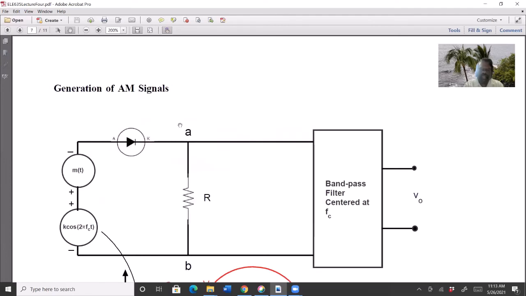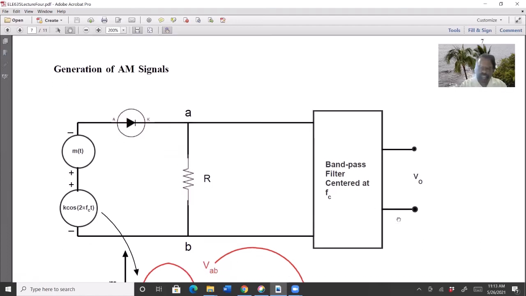Okay, so I'm going to explain this. To generate AM large carrier signal, the carrier cosine waveform is generated, and then we subtract the message signal from that. I think even if you add, it's not going to make any difference, but let's consider subtraction. See here how the polarities are different. And then you have a diode and a resistor, and then it goes through a bandpass filter centered at Fc. So here you should get a large carrier.